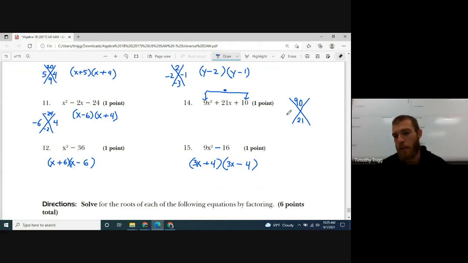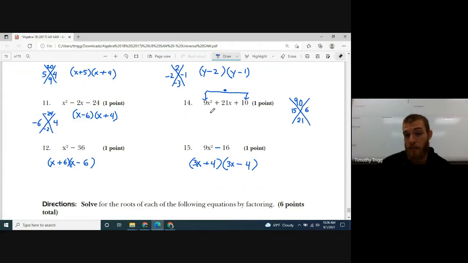And it's kind of the same here so far. We want to look for two things that multiply to give me 90, but add up to give me 21. I believe that's 15 times 6 gives you 90, but they add up to 21. Okay. They multiply to give you 90, add up to give you 21.